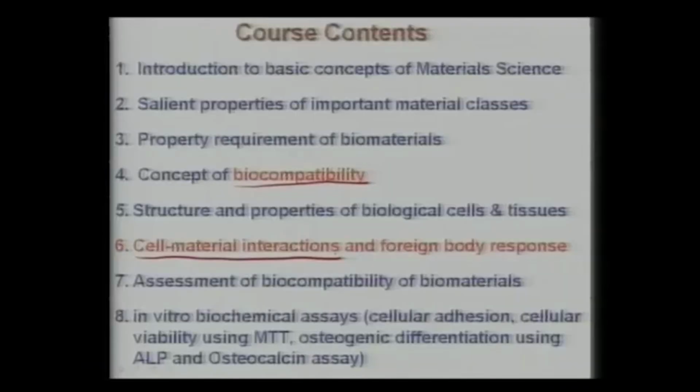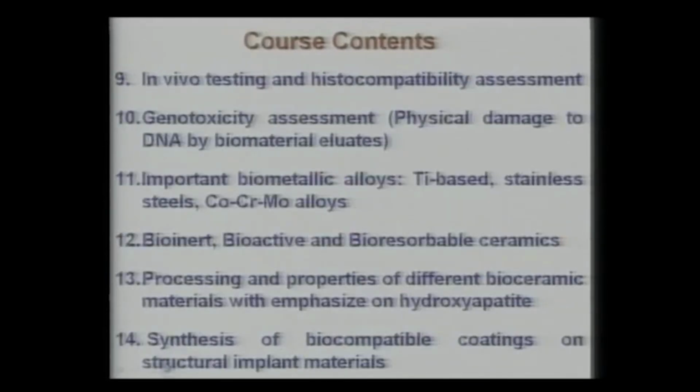Then the seventh point is the assessment of biocompatibility of biomaterials. That means what are the different testing procedures, how these biomaterials need to be evaluated. And the next point is in vitro biochemical assays. Here I have mentioned some specific in vitro biochemical assays that I'll be dealing with as part of this course, namely the MTT assay, osteogenic differentiation using ALP and osteocalcin and so on. Now after the in vitro testing, one needs to do the in vivo testing and histocompatibility assessment. So that will also be part of this course.